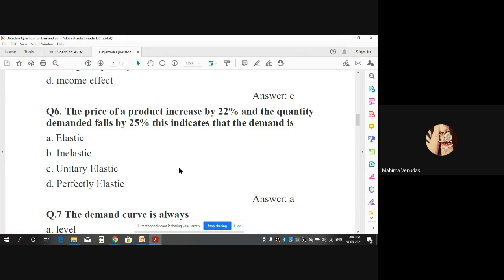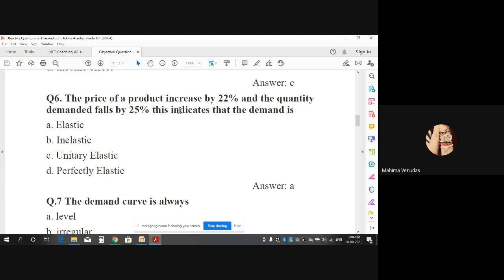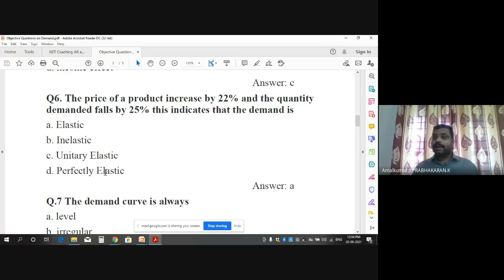Perfectly elastic, I will explain in the next class. In case of elastic, inelastic, and unitary elastic, I explained today. Perfectly elastic, I will explain in the next class. Okay.